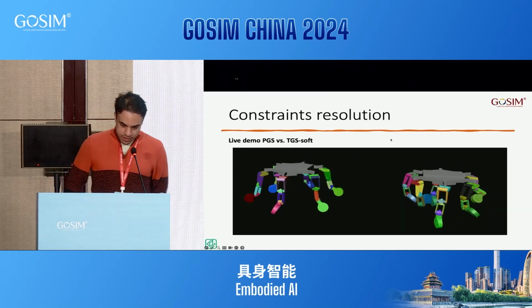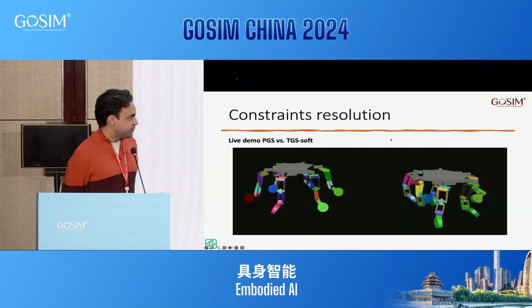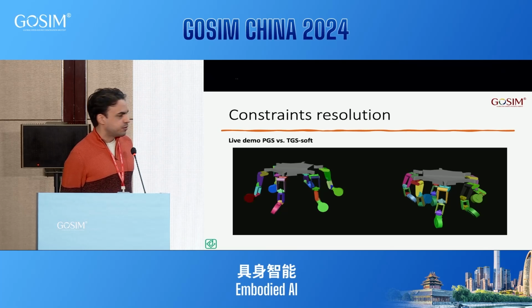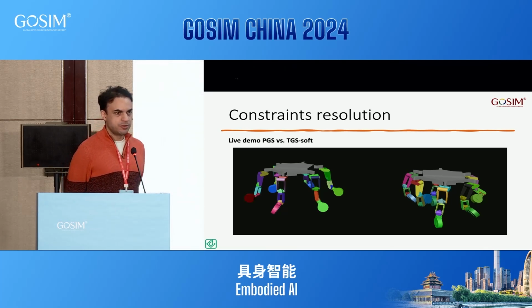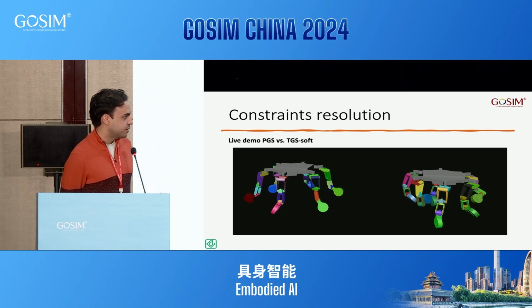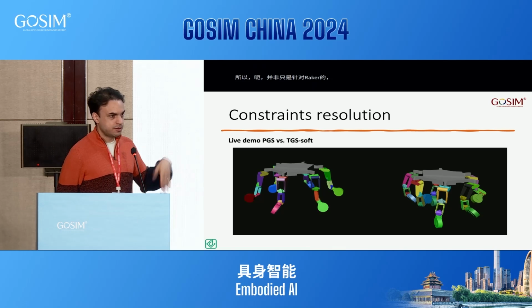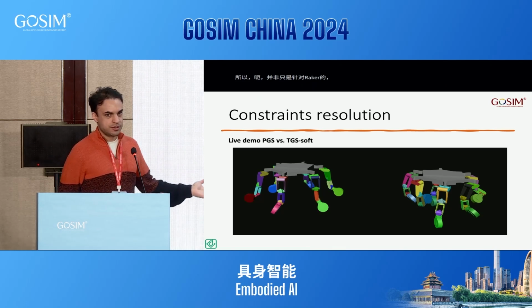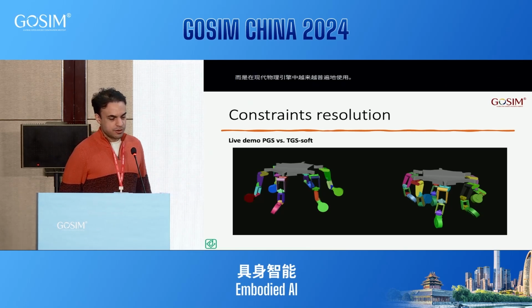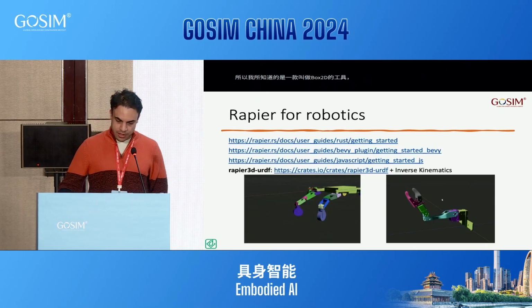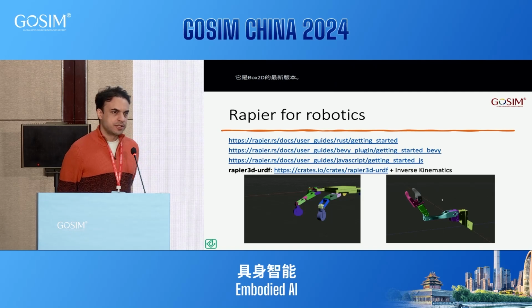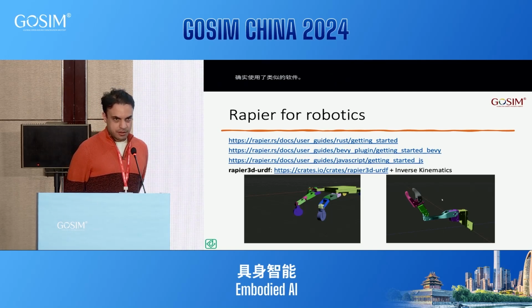Okay, so TGS Soft is not something specific to Rapier. It's becoming increasingly used in modern physics engines. The one I'm aware of is Box2D. The latest version of Box2D, which was released a few months ago, also uses the same kind of solver.